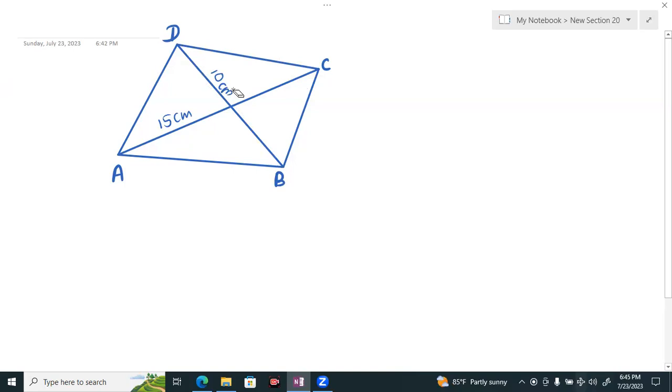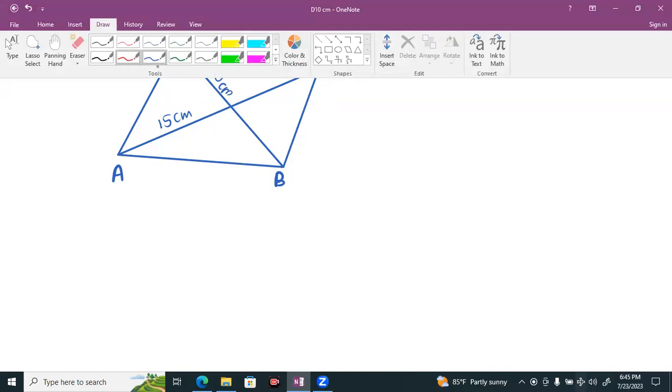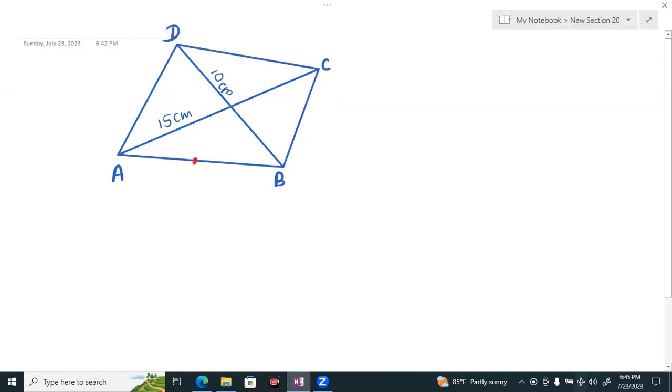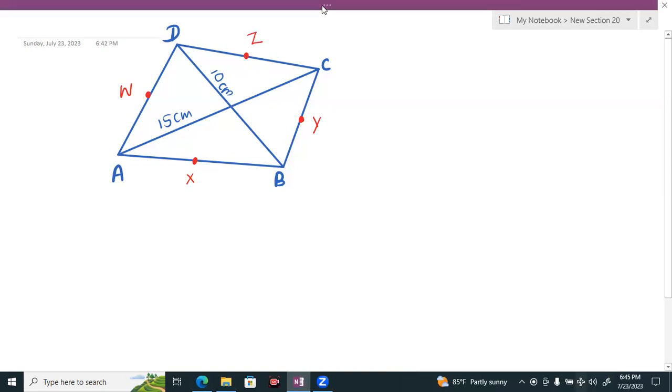Then find the perimeter of the quadrilateral that is obtained by joining the midpoints of the sides AB, BC, CD and DA. Then mark the midpoints. Take your ruler and mark the midpoints. Here this is the midpoint X. Here is the midpoint of BC, Y. Here is the midpoint of CD, Z. Here is the midpoint of DA, W. Okay. Now join.